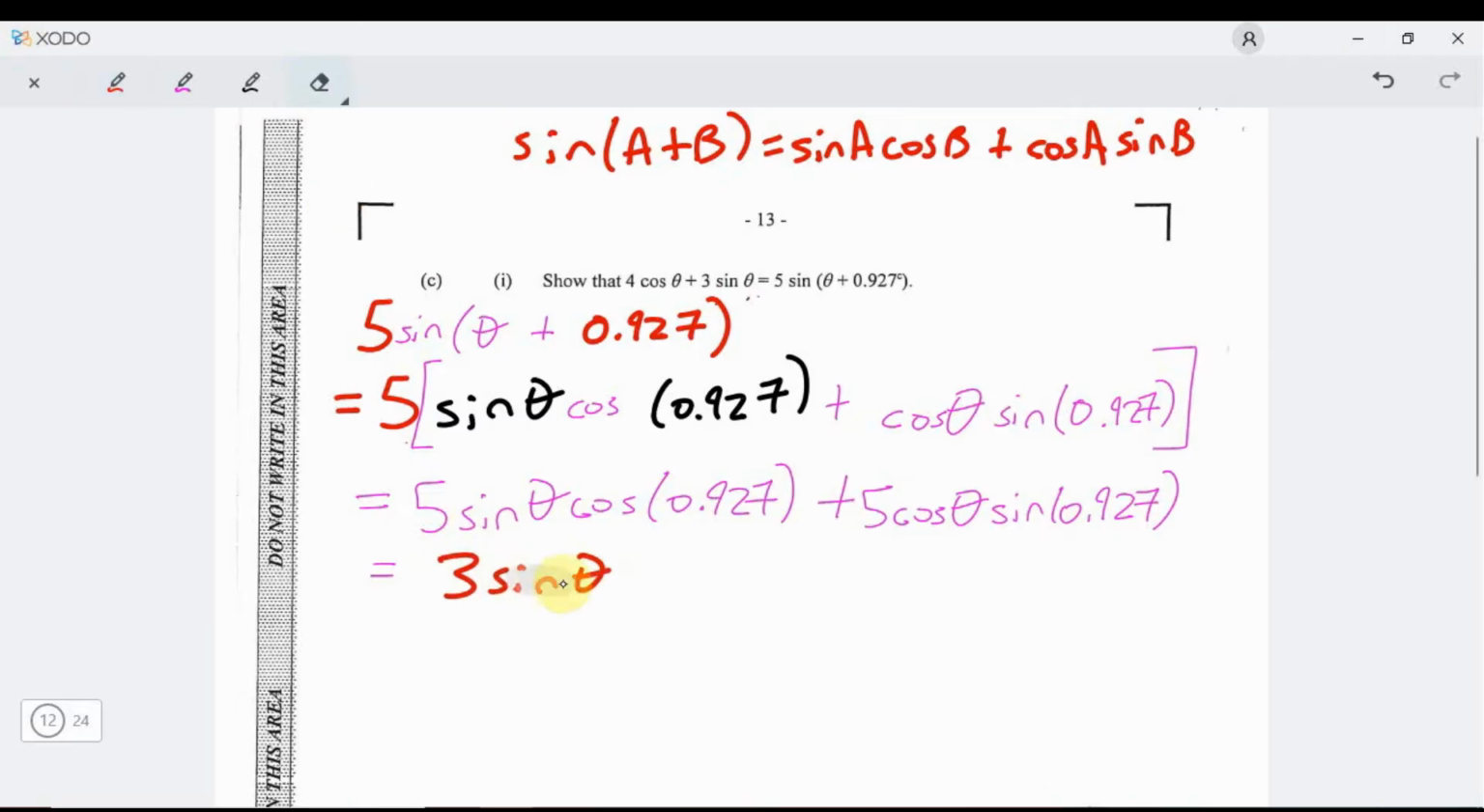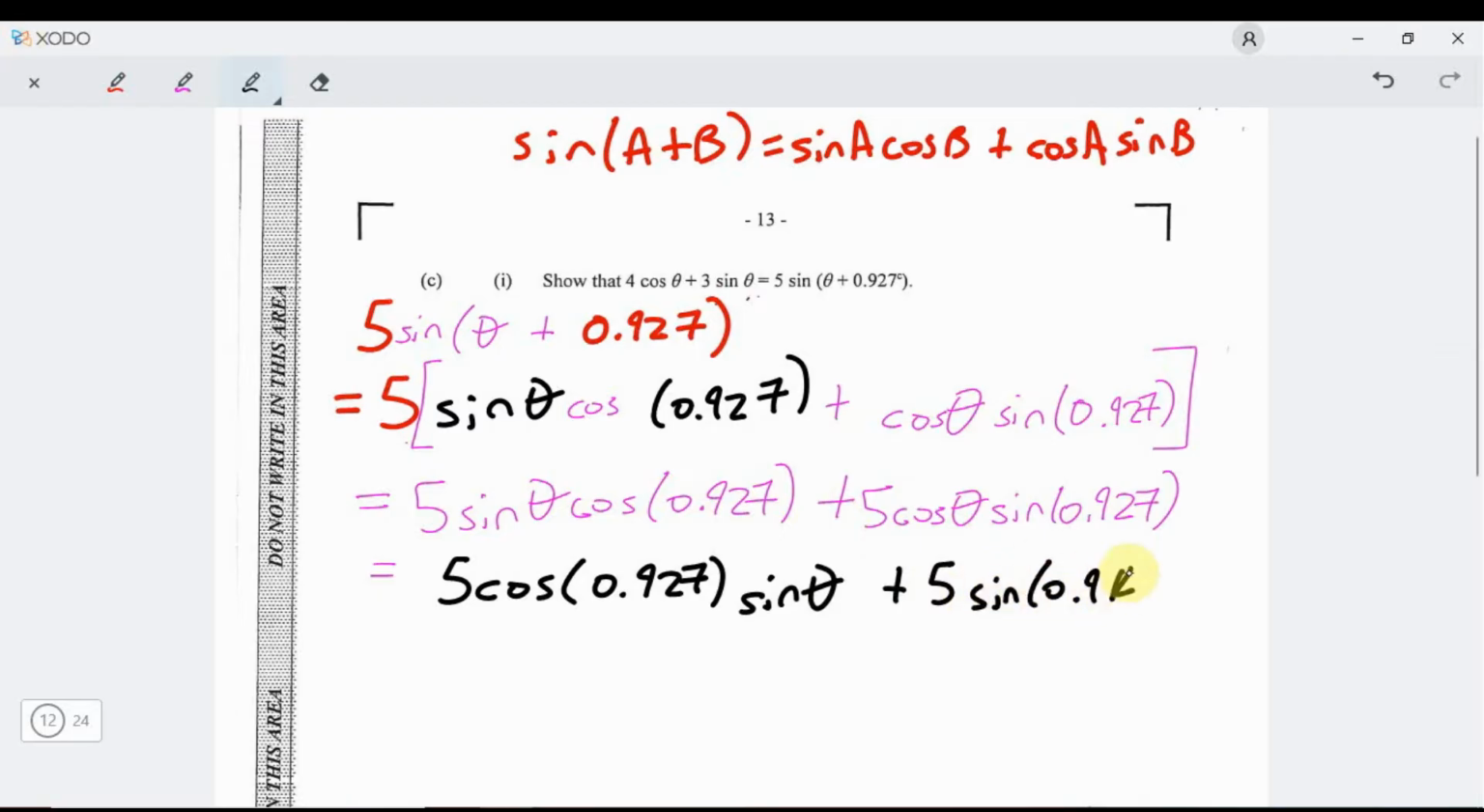But since, remember, you want to get your full 5 marks, I would show all the steps. Show them that you're telling them that multiplication is commutative and associative. So it's 5 cos 0.927 times now sine theta plus 5 sine 0.927 cos theta.